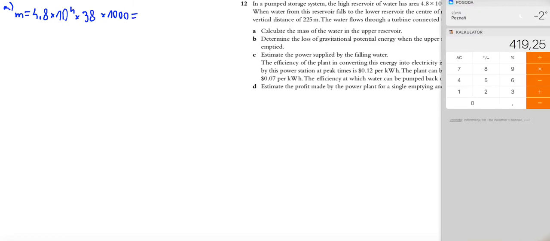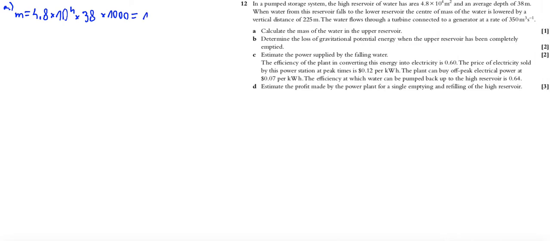So we have 4.8 times 38, which is approximately 182 times 10 to the power of 4, and this 3 is 7, so 1.82 times 10 to the power of 9 kilograms. So this is the mass of water. Let's write this here, 182 times 10 to the power of 9 in standard units, so kilograms.